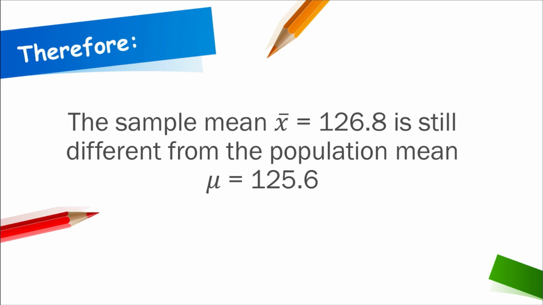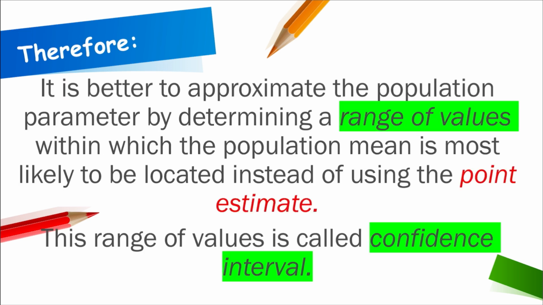Therefore, the sample mean equal to 126.8 in example number 5 is still different from the population mean equal to 125.6 in example number 4. It means it is better to approximate the population parameter by determining a range of values within which the population mean is most likely to be located instead of using the point estimate. This range of values is called confidence interval, and that will be the part 2 of our discussions.